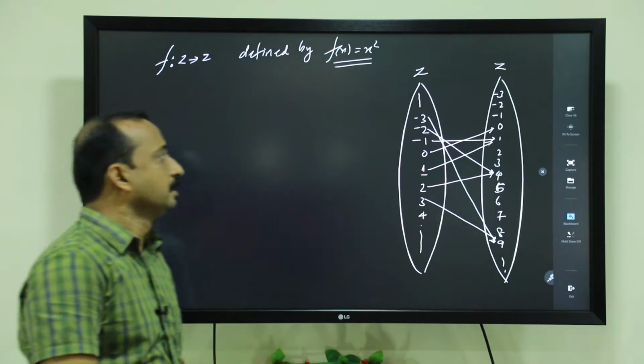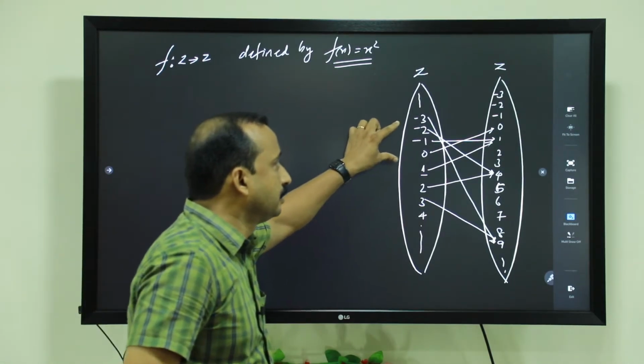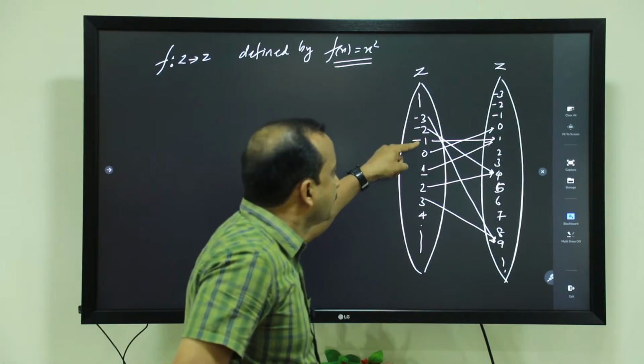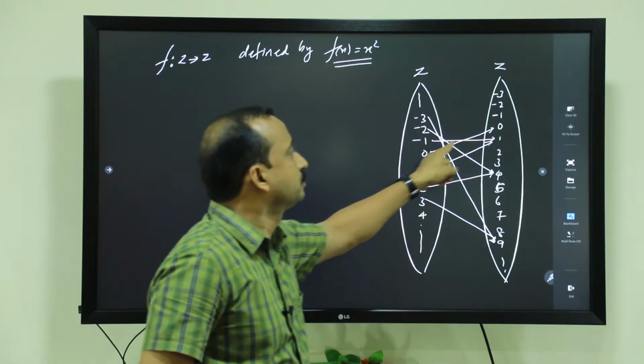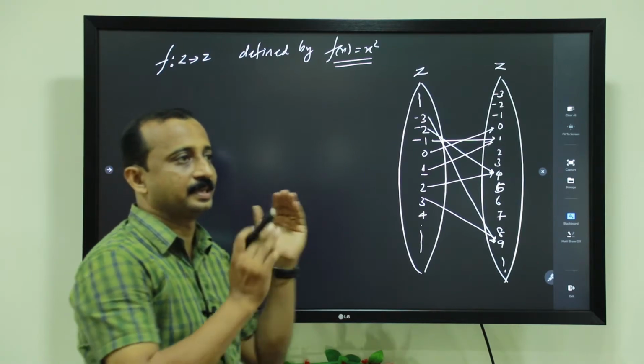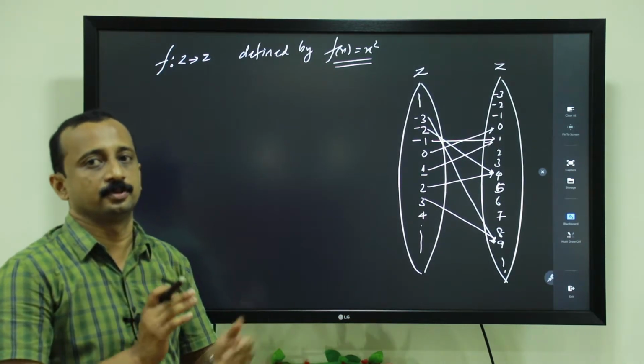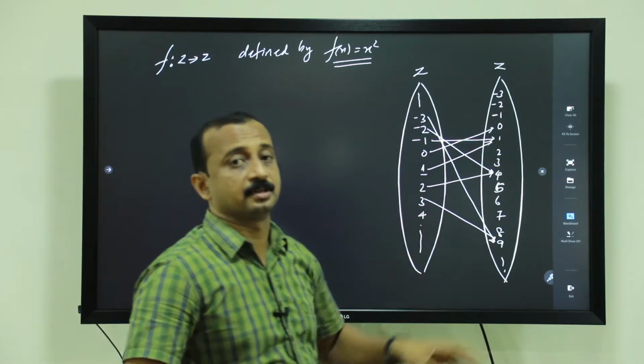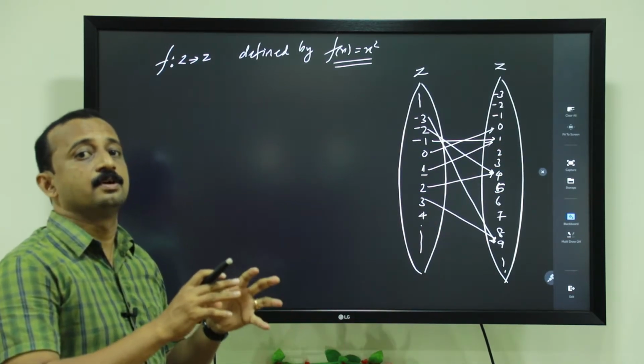Okay. Here clearly the function is not 1-1, because the element minus 1 has the image 1, and 1 also has the image 1. If different elements have different images, then the function is said to be 1-1. Here there are different elements but the images are the same. That contradicts the definition of a 1-1 function.